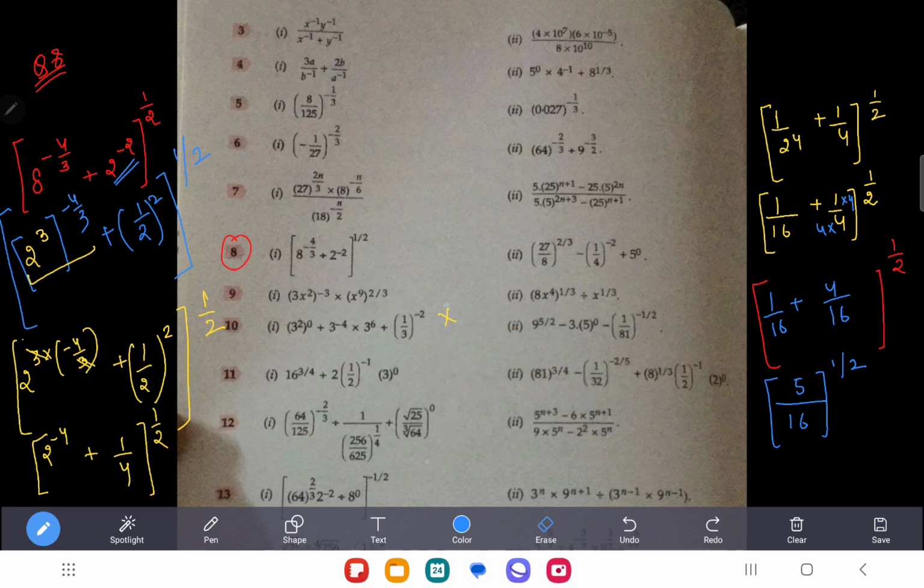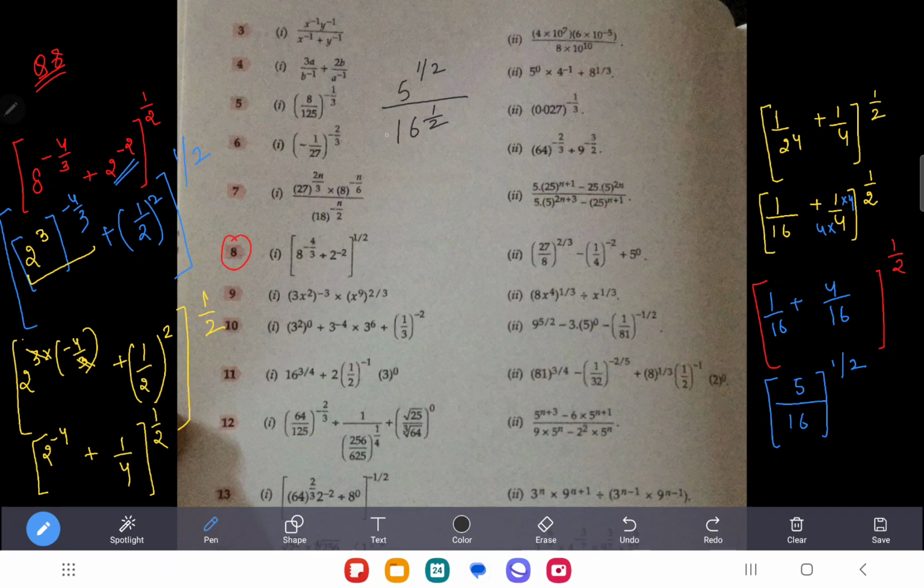Understood this part? So what do you think we have here? It is going to be 5 raised to the power half over 16 raised to the power half. How do you solve it when it's a power of half?